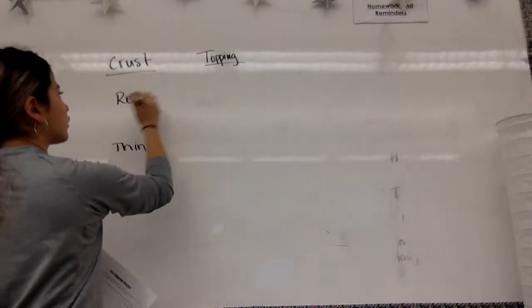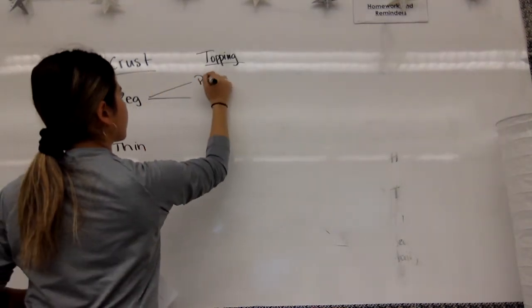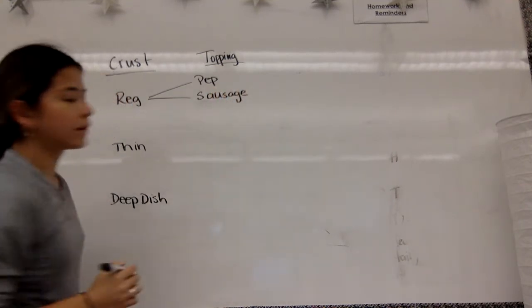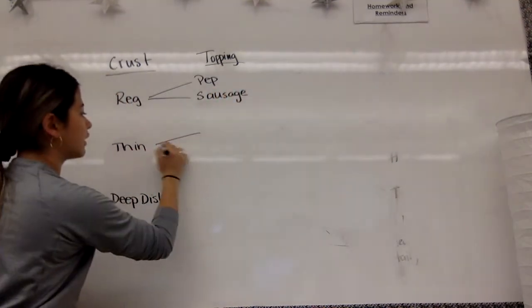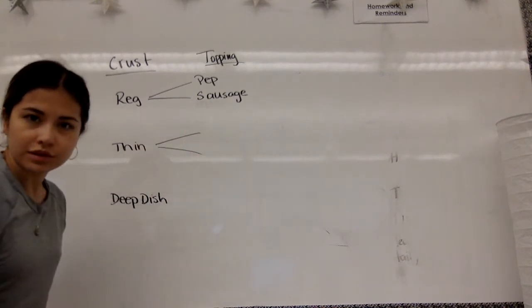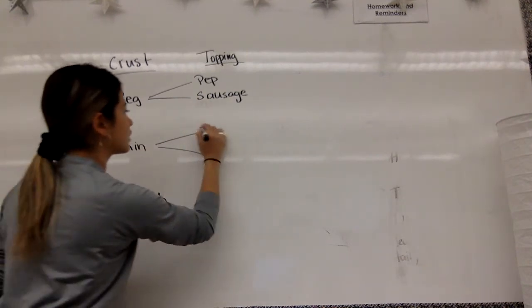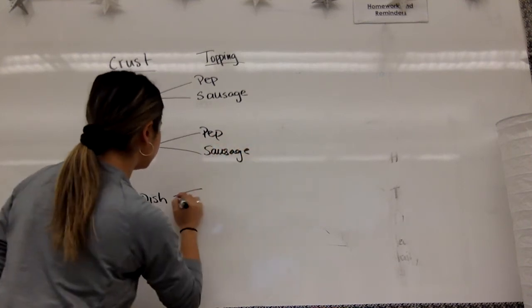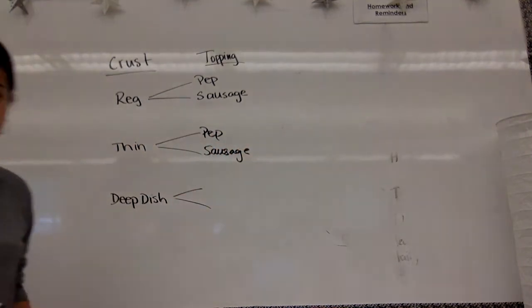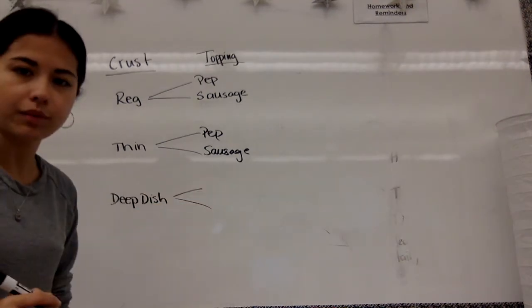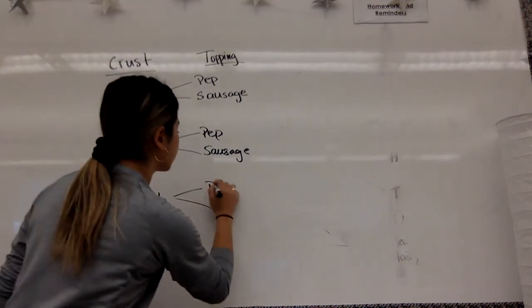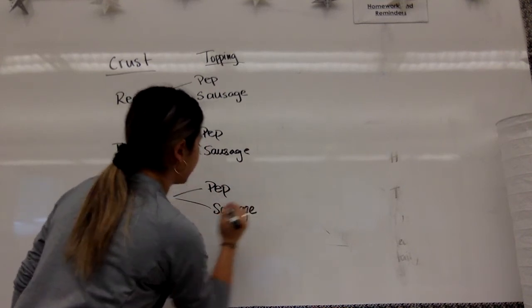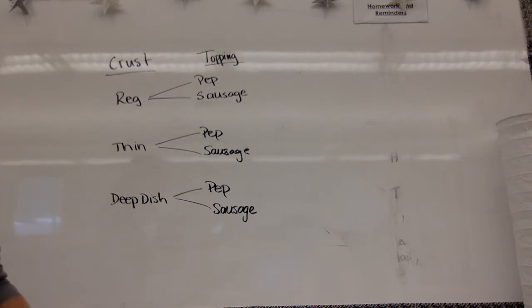So if I get regular crust, I could get pepperoni. I'm just going to write pep and sausage. Okay, if I pick a thin, what are the 2 options of meat? Pepperoni, sausage. If I pick deep dish, what are the possibilities for toppings? Pepperoni, sausage. Okay, so we're not done yet.